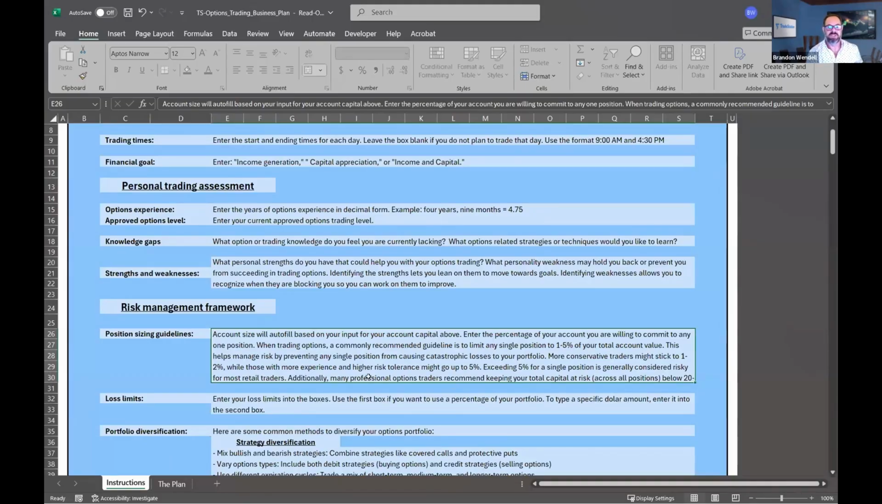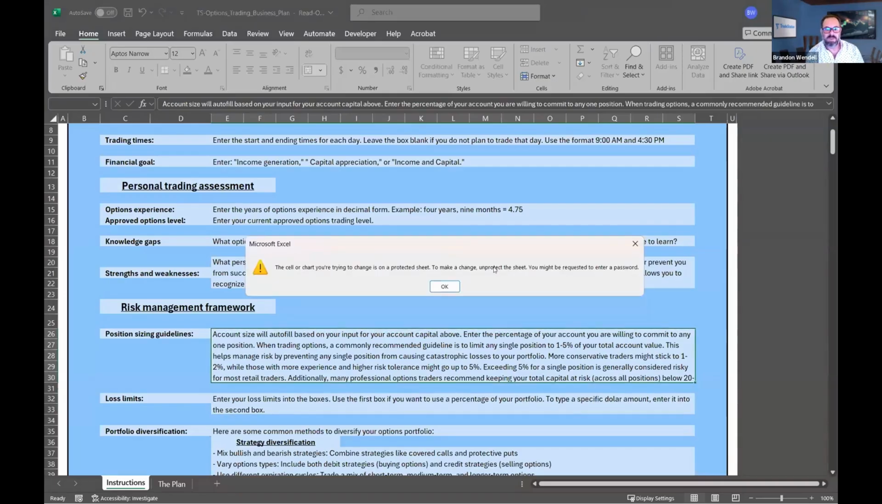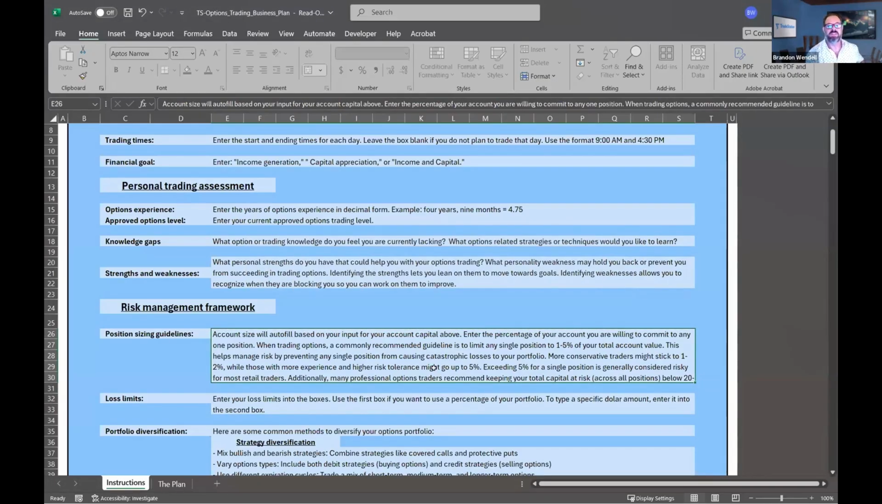And it says many professional options traders recommend keeping your total capital at risk across all of your positions below 20%. And actually it got cut off there. I apologize, I'll have to fix that. Can't see the end of the comment there.